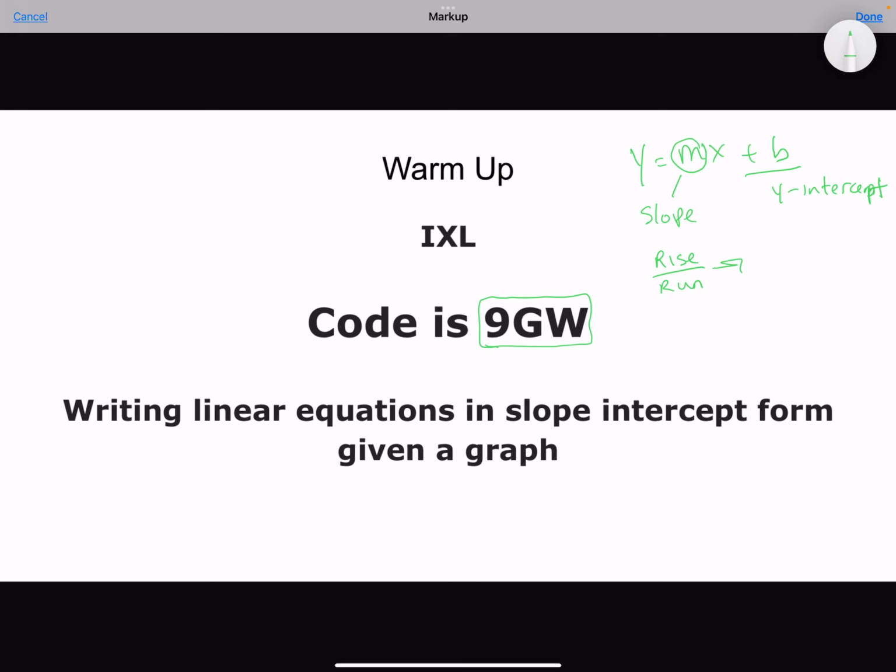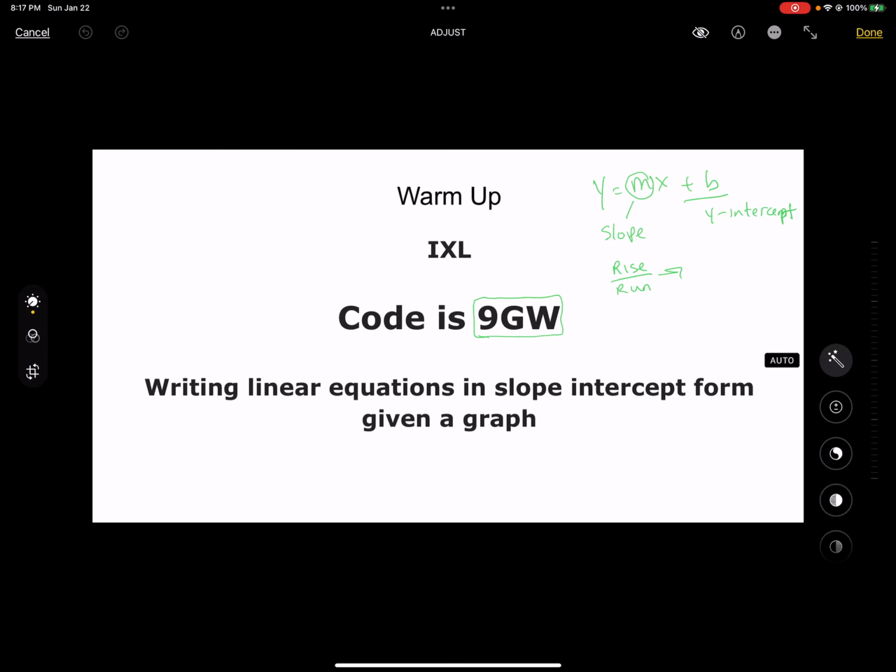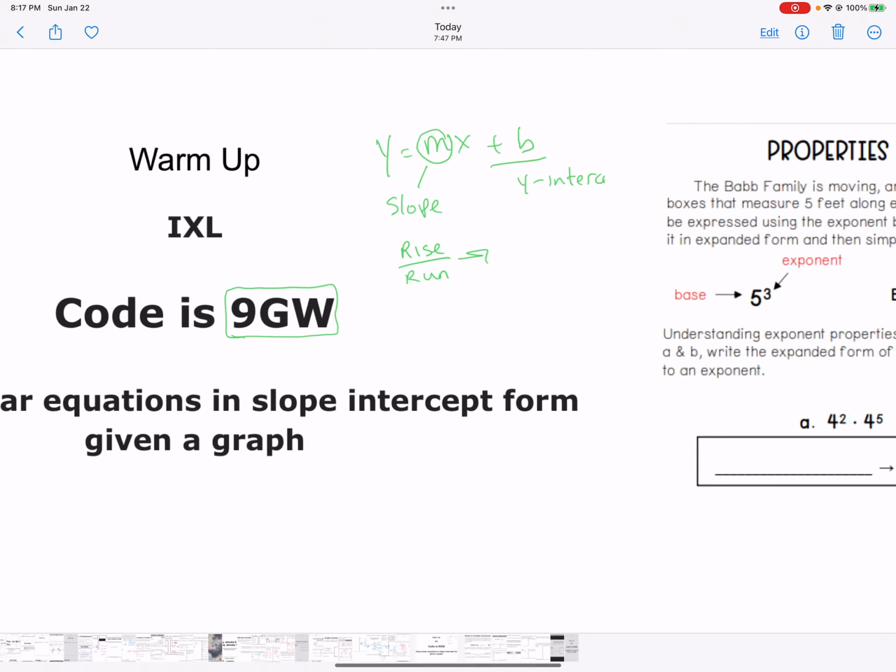So this is what I need you to spend probably 15 minutes doing, and then go on and follow the notes. Okay, so that's that thing. So that should take you about 15 minutes.